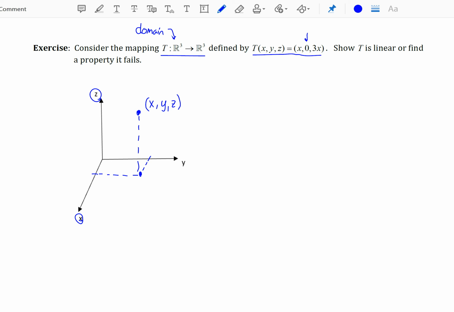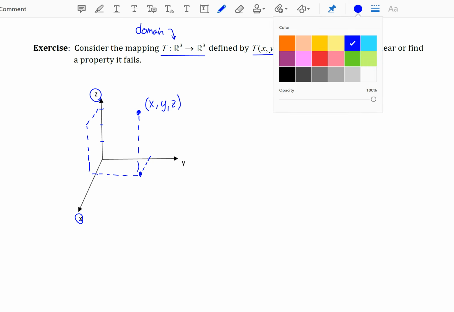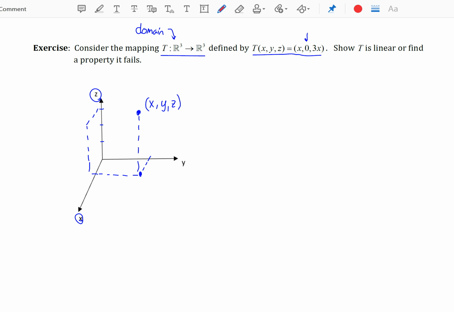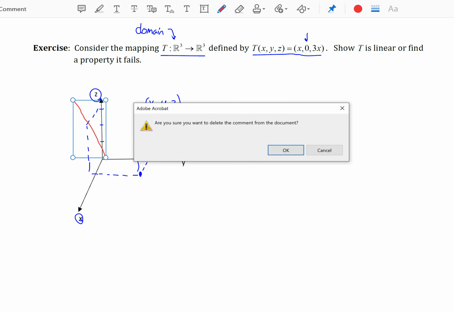So if I were to imagine a point that goes through x and then 3x, your x component would be 1, your z component would be 3. So what I'm trying to give you is the visualization of, that's not a very straight line. Let me try that again.